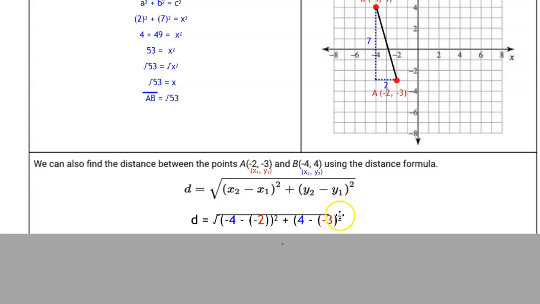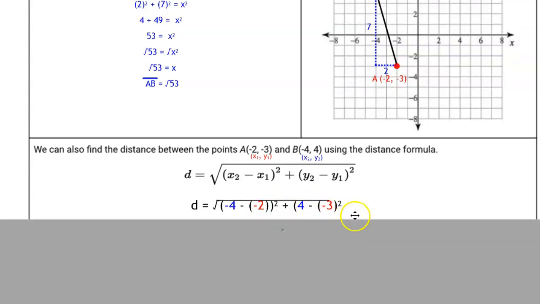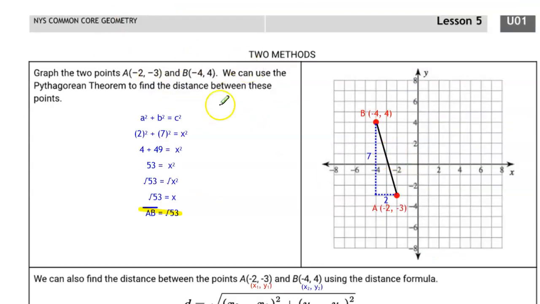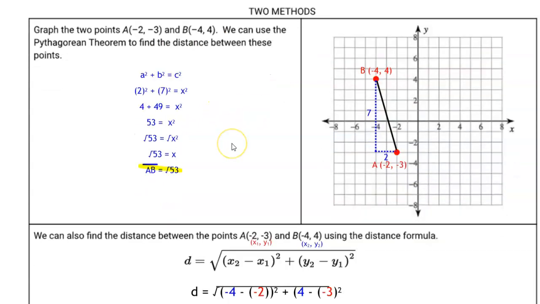Just like in the previous problem we did the distance formula in, we have the parentheses as that next step. We're going to try to evaluate everything inside the parentheses, then do the exponents, and so on. 4 and 49 add up to 53, and the square root of 53 can't be simplified, so we're left with AB is equal to √53. Now keep in mind, that is the same exact answer that we got previously, which should lead you to believe that we can either use the distance formula or the Pythagorean theorem in problems like this.